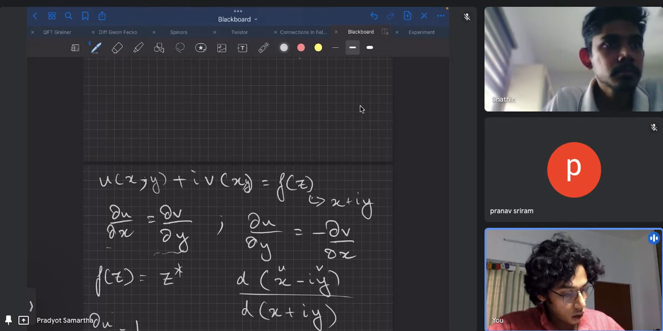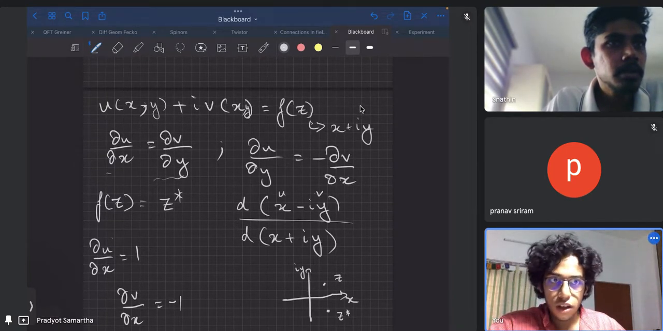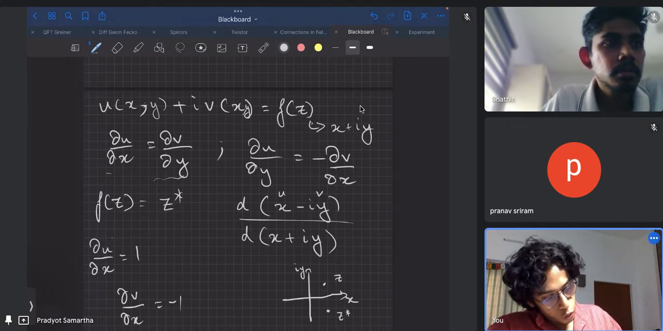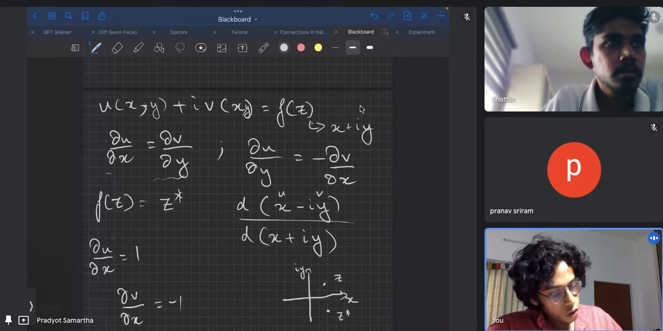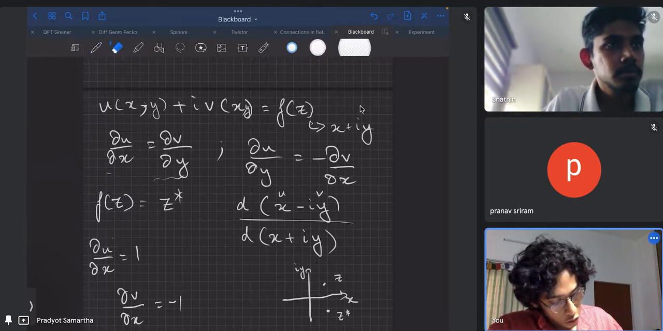Oh, right. I think I made a mistake here. It's supposed to be ∂u/∂x equal to ∂v/∂y, and then ∂u/∂y equal to -∂v/∂x. So that's just a little change of variables here.